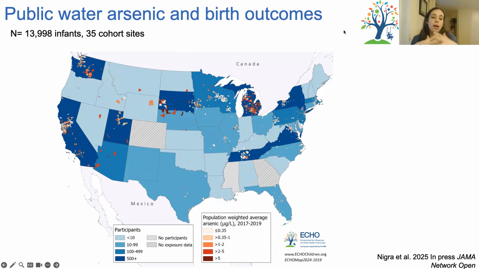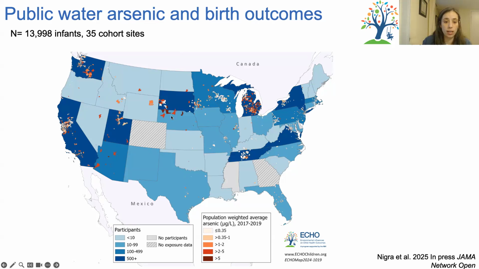So we brought our public drinking water arsenic estimates into the ECHO cohort. So this is almost 14,000 infants from 35 different cohort sites. You can see that most participants came from a handful of states here, right? I want to call your attention to the fact that the regulatory standard for arsenic is 10 micrograms per liter. And in the ECHO cohort, we had very, very few participants that exceeded the regulatory standard. Maybe none, maybe 1, maybe 2, very, very few. And so we really had most of our participants well below the regulatory standard of 10.